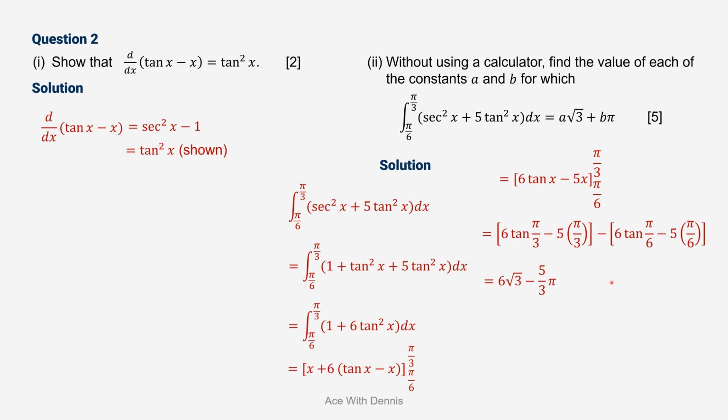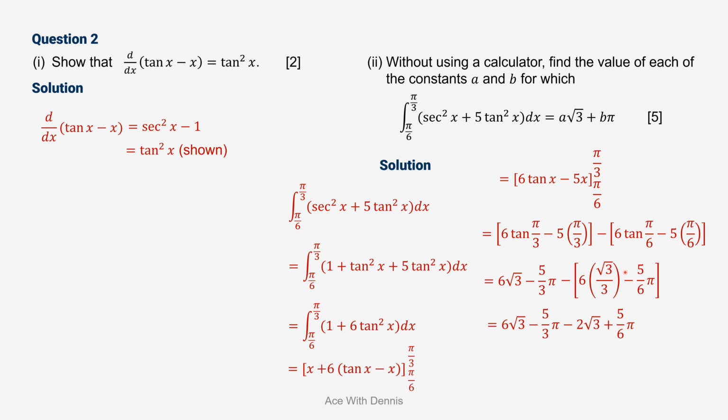Okay, so from here we'll get 6 root 3 minus 5 over 3 pi. Okay, so why? Tangent pi over 3 is root 3. So this one we get 5 over 3 pi. Then from here, tangent pi over 6 we'll get root 3 over 3. So from here, the 5 times pi over 6, we get 5 over 6 pi.